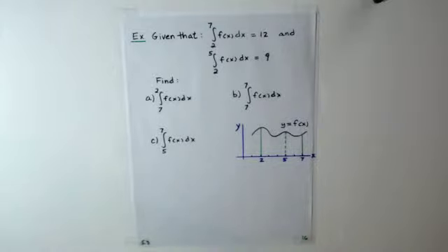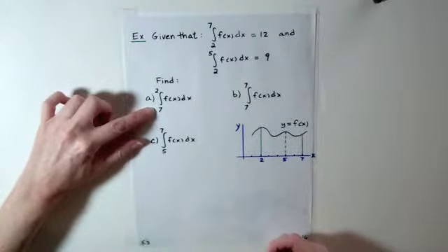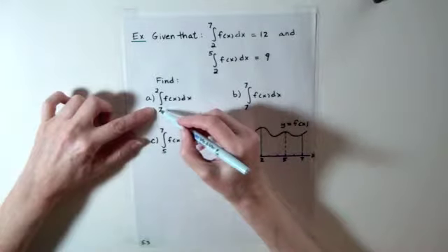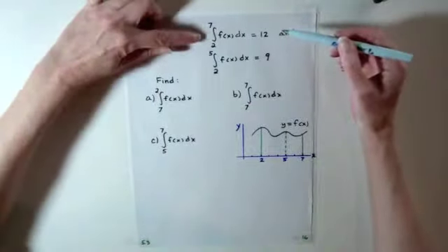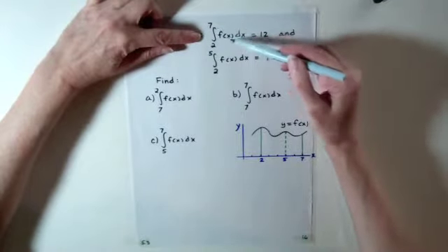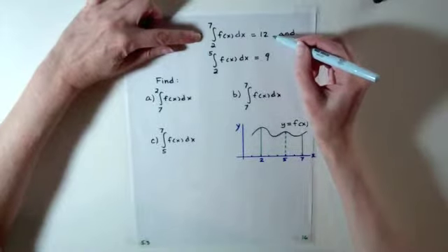Okay, well, let's go ahead and see if we can do some of these together. Let's look at part A. We are doing the integral from 7 to 2 of f of x dx. Notice we are given the integral from 2 to 7 of f of x dx. We're told that that is equal to the number 12.